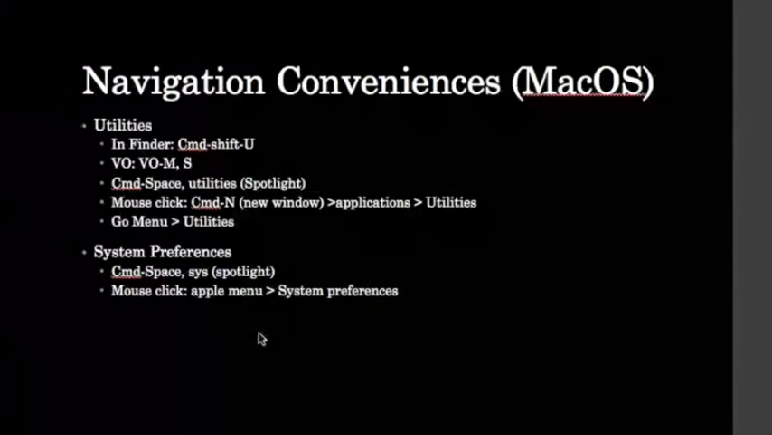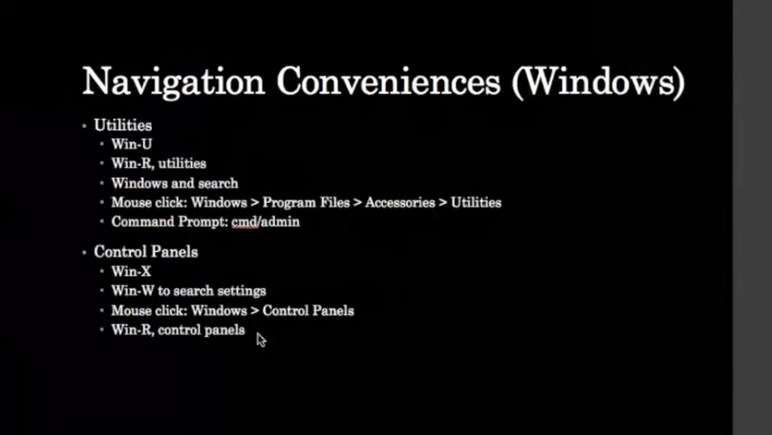There you go. So there are these different features on Windows. If you want to open utilities, you just press the Windows key U. Done. You can do Windows R for Run and type utilities. It'll go.